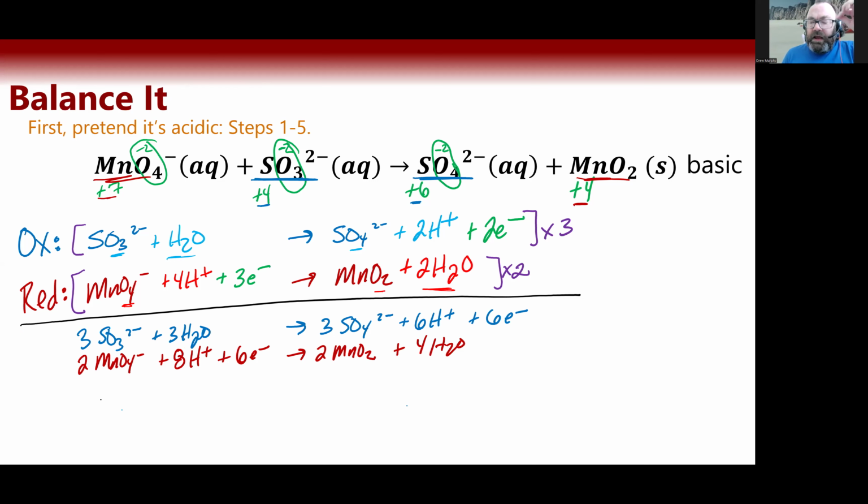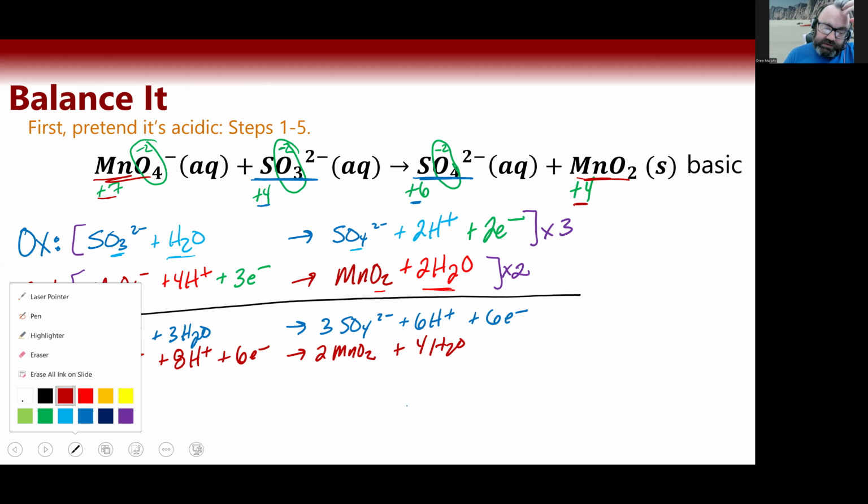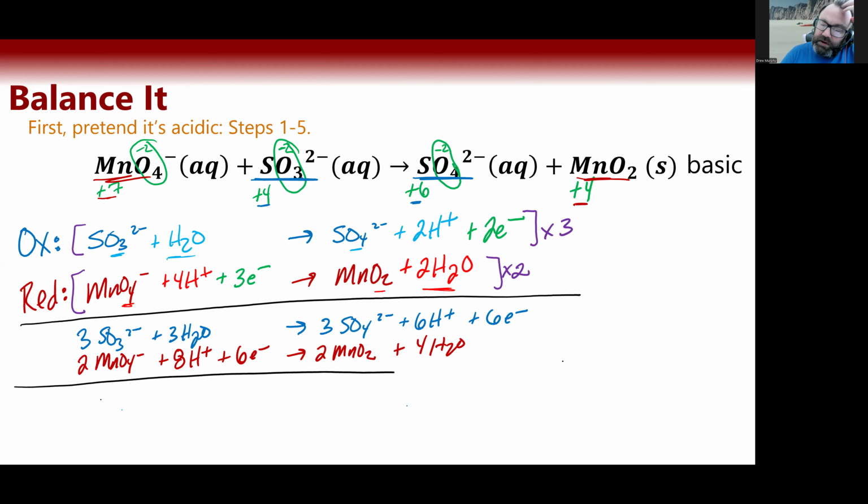All right. Now we want to add these together and we're going to cancel anything that cancels. So if we add these together, of course, the electrons have to cancel. There's 6 over here and 6 over here.